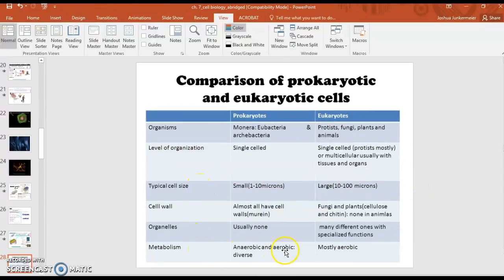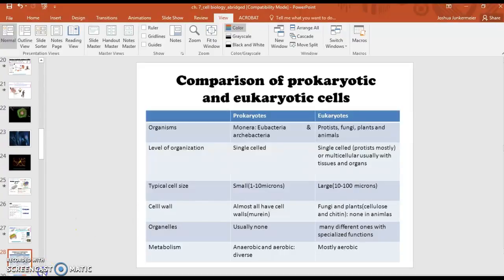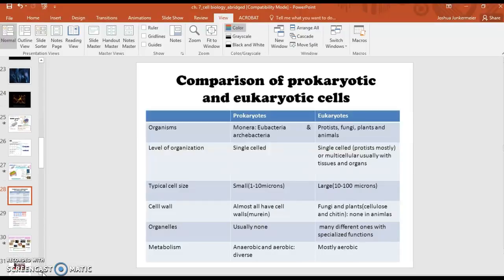You can see other things as well. It says typically prokaryotes are smaller than eukaryotes, so it'd be easier to look at a eukaryote cell under a microscope just because they're larger on average. All right, let's go to slide 29.